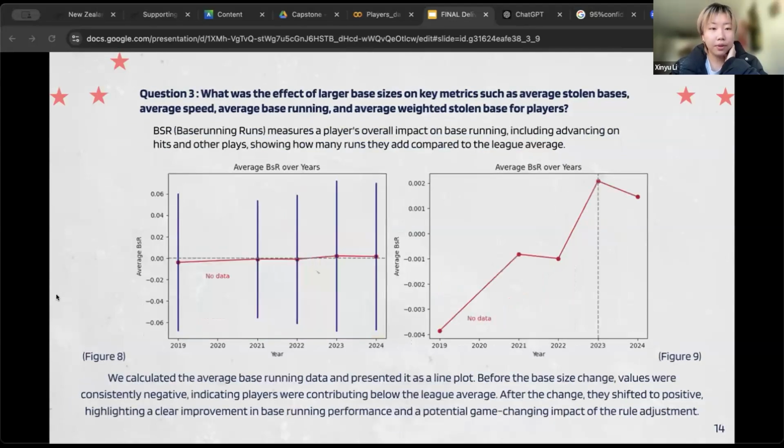And also on this graph, we took the average for the base stolen rate here. Even though we can see there is a lot of overlap for the 95% interval on the left graph, after we zoom in here, we can still see there's an increase impact after the base size change, and it is all negative for 2019, 2020, 2021, and 2022. And after the base size change, it became positive after 2023.